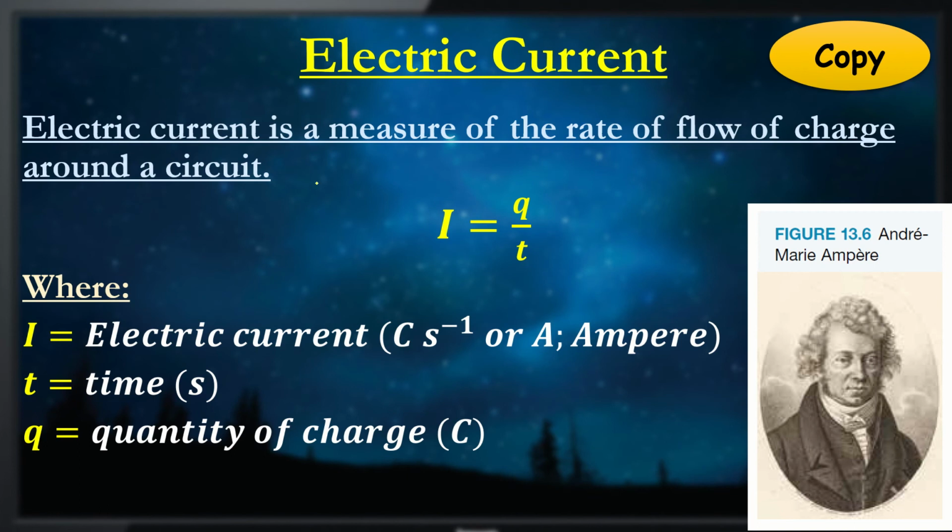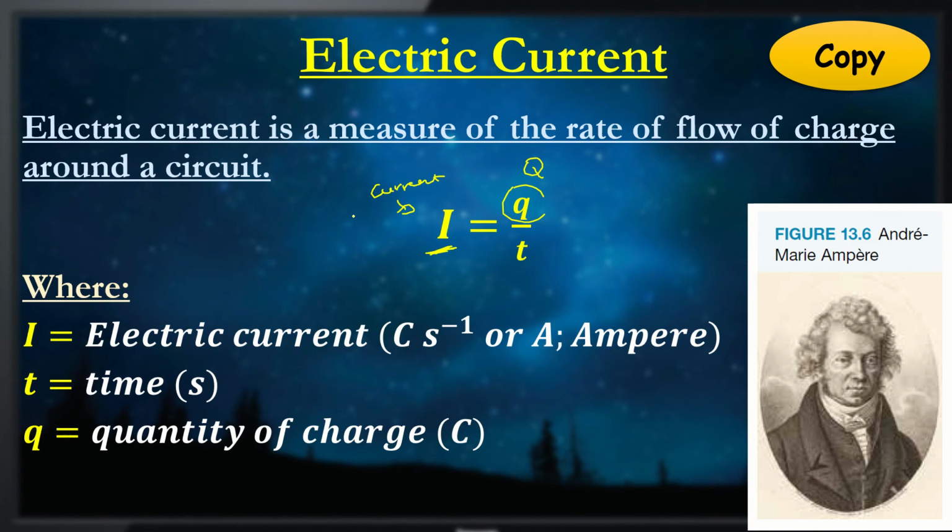Okay, so this is the formula. I is for current, Q is for the charge, and t is obviously time. This Q here is for the quantity of charge, so how many charged particles do we have? Sometimes you might see it represented as capital Q, so that's what we're talking about here.